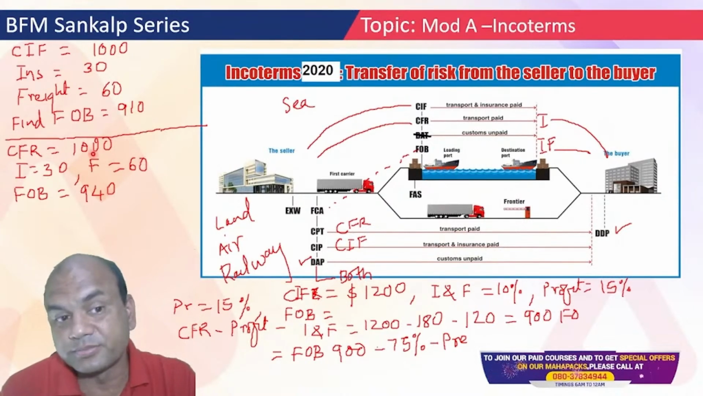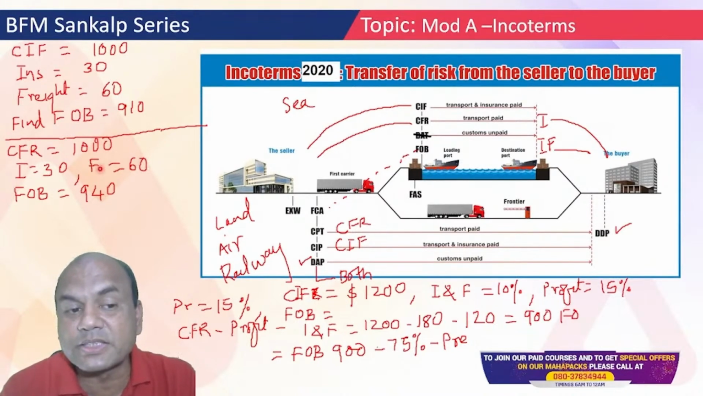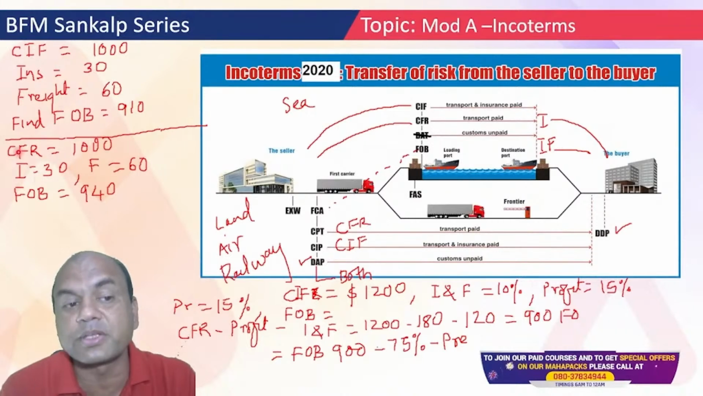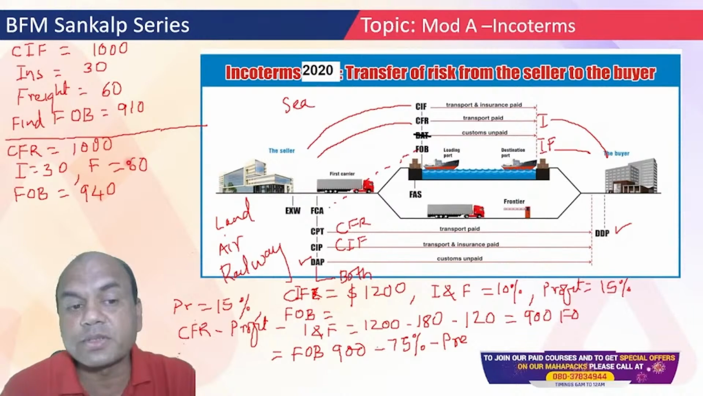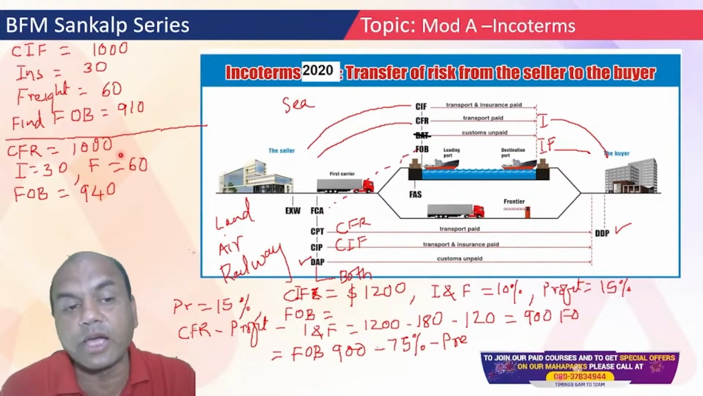Now understand this. Here what have I done? I have subtracted only 1000 minus 60. I have not subtracted the 30 because it is CFR Incoterm, cost and freight. Only have to subtract freight over here. So 940. Got it? Always remember this while solving any numerical.